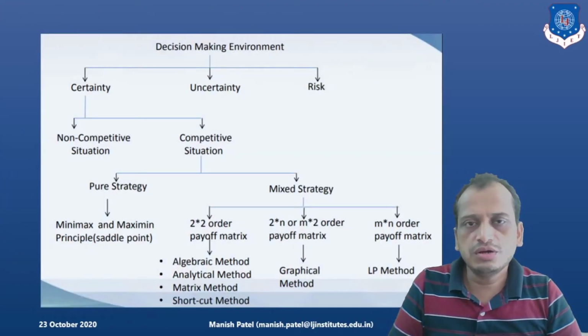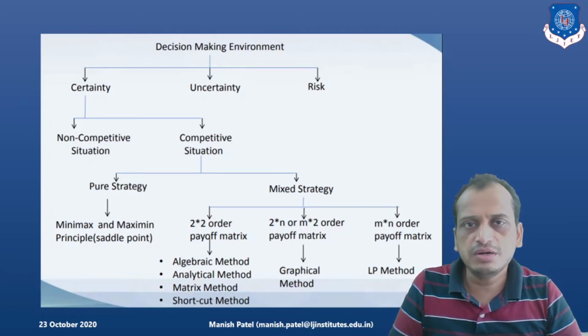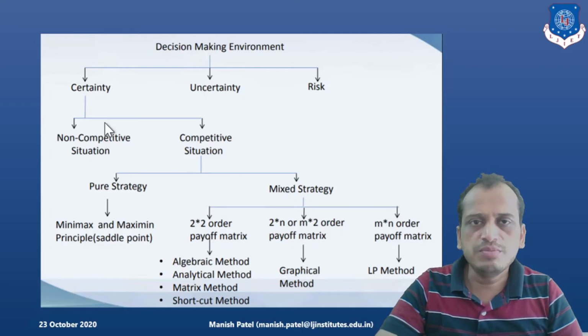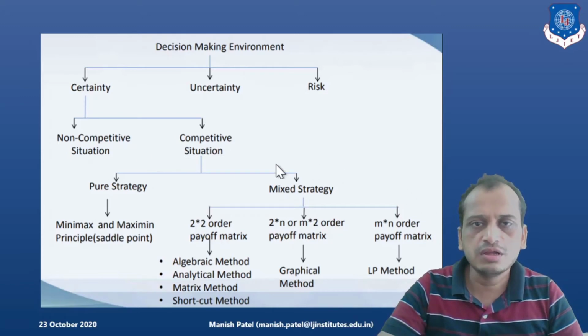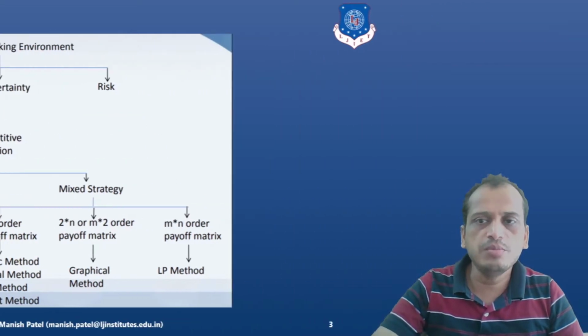So just a recap of game theory, classification of decision making environment. Now three cases are there, starting from decision making under risk, uncertainty and certainty. So game theory specifically deals with the decision making under certainty and specifically the competitive situations. So we have different techniques and methods to solve the game theory problems. Here we are going to employ the dominance principle.